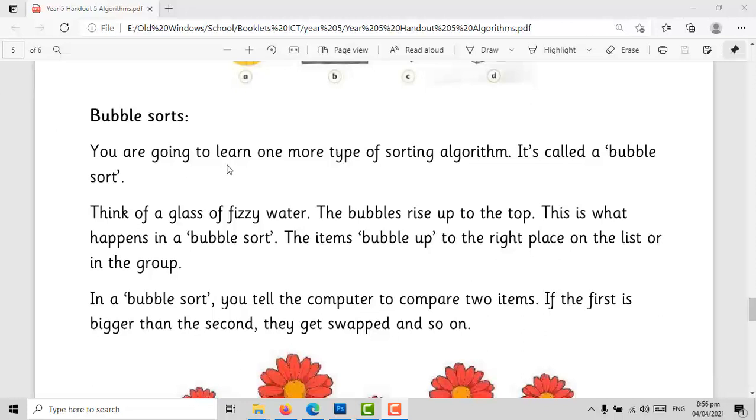Bubble sorting, you're going to learn one more type of sorting algorithm. It's called bubble sorting.